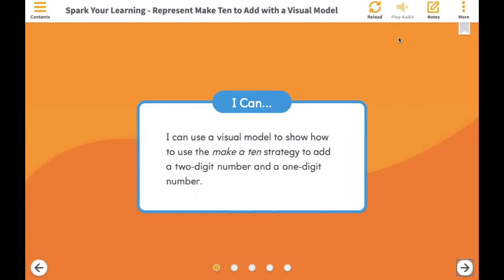We are going to continue representing make a 10 to add. This time we're going to use a visual model. So when we're done with this lesson, you will be able to use a visual model to show how to use the make a 10 strategy to add a 2-digit number and a 1-digit number. Let's go ahead and get started.